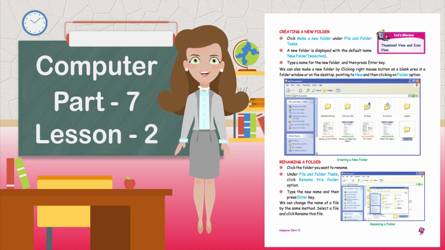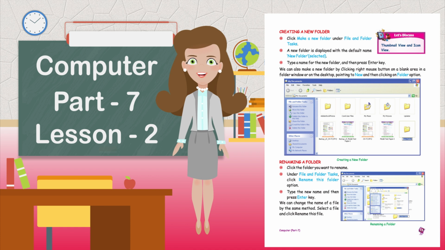Creating a new folder. Click Make a new folder under File and Folder task. The new folder is displayed with the default name New Folder selected. Type a name for the new folder and then press Enter key. We can also make a new folder by clicking the right mouse button on a blank area in a folder window or on the desktop, pointing to New and then clicking on Folder option.